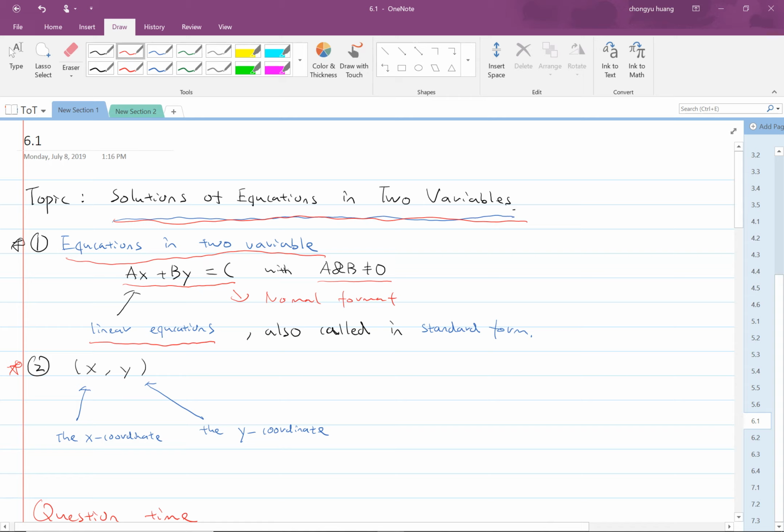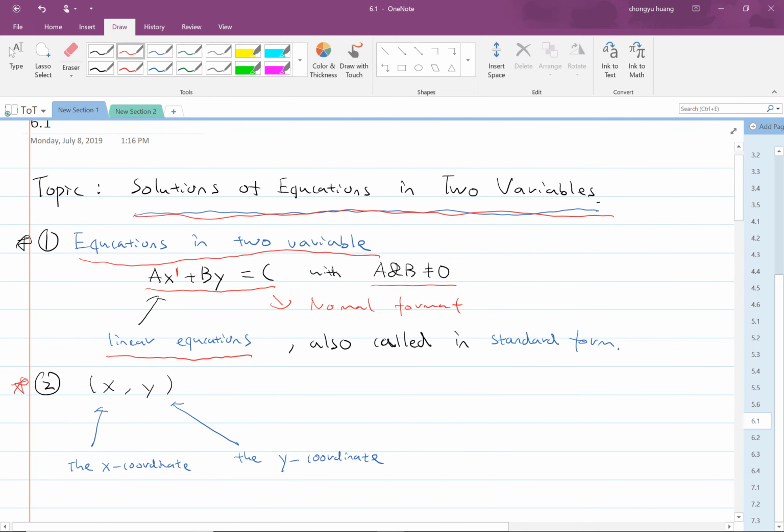Remember, a linear equation simply means the power of those variables is 1 for both of them. Everyone knows that a linear equation represents a line, right? That's why the power of those variables has to be 1, and that represents a linear equation.